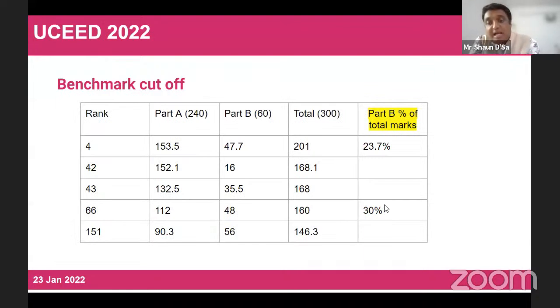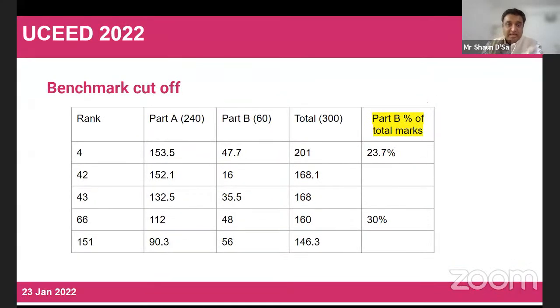Okay, so what I've done is I've seen percentage of marks here. So if you see in rank 4, so overall, I have a question. So overall on chat, your Part B marks is how much percentage of 300? Quickly, 60 is how much percentage of 300? Come on, type in there.